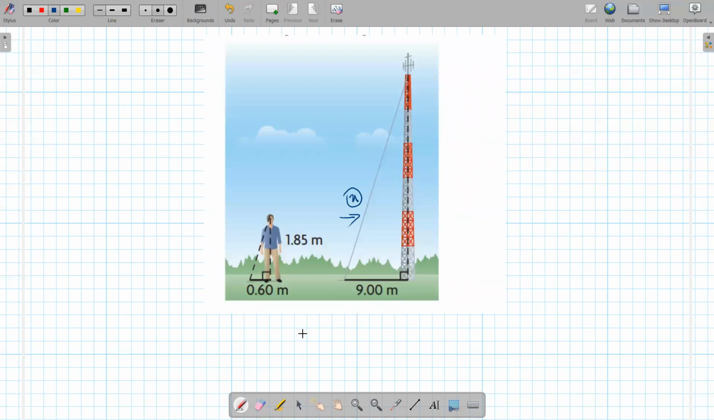All right, let's find that. It's 15, that's right. So K is 15. So what does that mean about this side? What's the height of this tower? You multiply it with 1.85. Yeah. And what does that give?